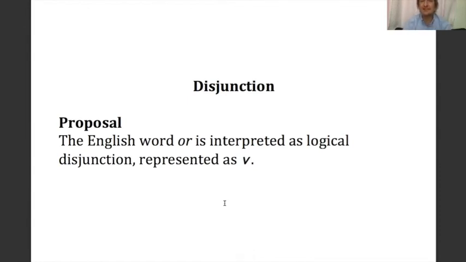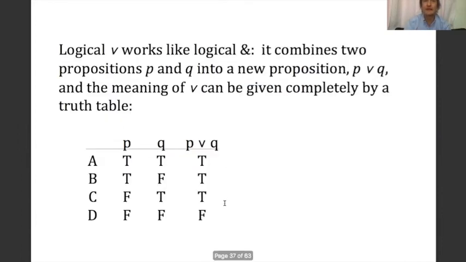Okay, let's turn to disjunction. And again, we'll start with a proposal. The proposal: the English word "or" is interpreted as logical disjunction, represented with this V-like symbol. Logical disjunction works like logical "and." It combines two propositions, P and Q, into a new proposition, P or Q. And the meaning of logical "or" can be given completely by a truth table. Here is the truth table.